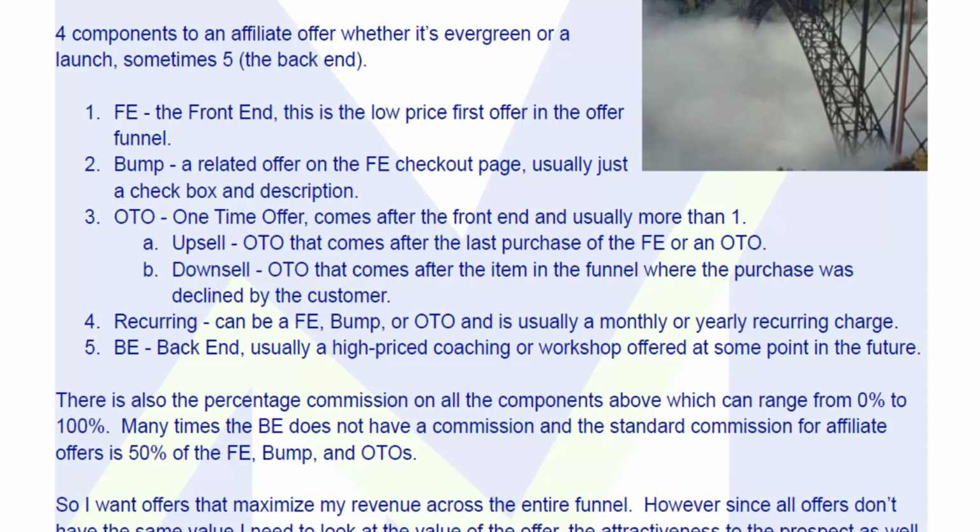Then you get into the OTOs. These are one-time offers, and these come after the front end, and there's usually more than one of them. An upsell OTO is an OTO that comes after the last purchase, which can be a front end or another OTO. If somebody passes on that, then sometimes people will put in what's called a downsell OTO. And this is something that may be half price of what the upsell OTO was. It may be a watered down version, something like that. There can also be recurring items in the funnel that can be OTOs, upsells, downsells, things like that. But it's usually a monthly charge, can be a yearly charge, but it's usually a monthly. And that's usually the standard funnel.